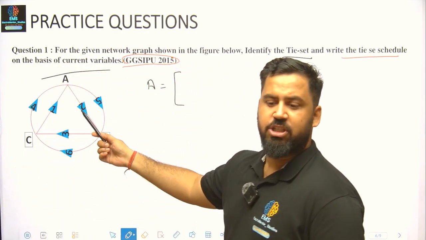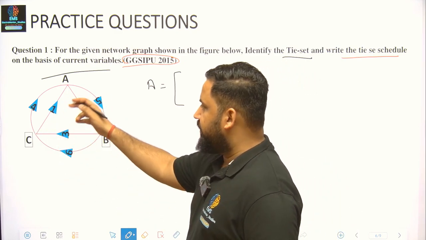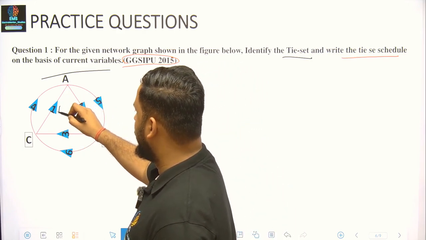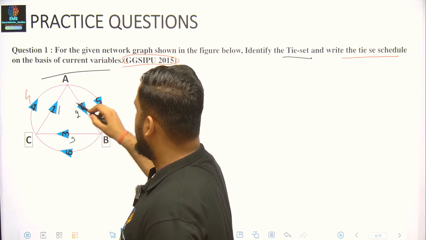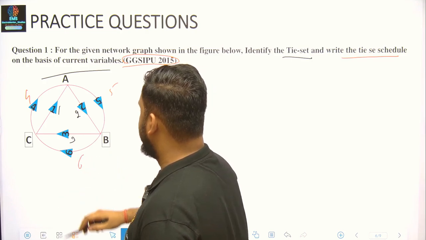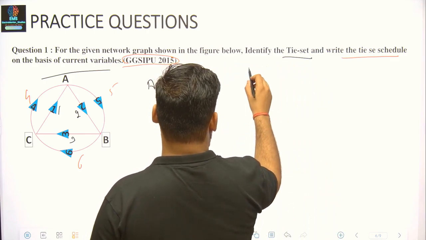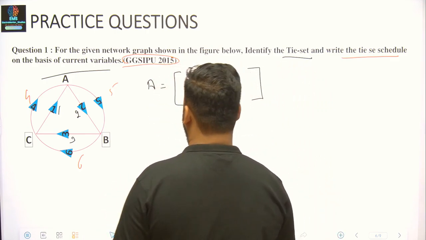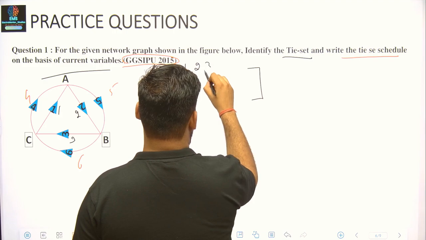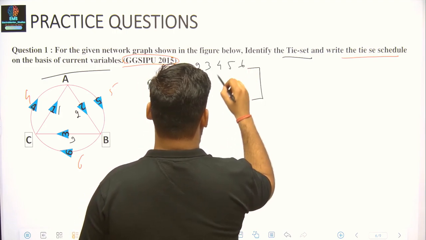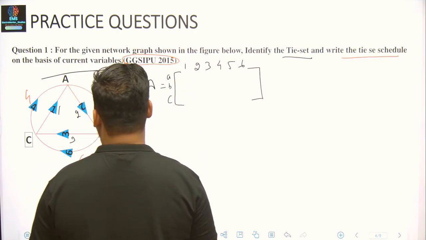They have already given the direction of the current. If you see, they've already provided us with the direction of the current. If these are not visible clearly, I'll say this is 1, 2, 3, 4, 5 and 6. These are the numbers. So for the A matrix, that is my incidence matrix, 1, 2, 3, 4, 5, 6. How many branches do we have? How many nodes do we have? We have A, B, and C nodes.